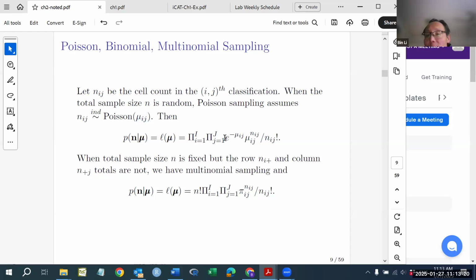So this is the Poisson distribution at the ith row, jth column. It's the exponential of negative mu ij times mu ij to the power of nij, which is what we observe, the number of frequencies, divided by nij factorial. But what are these products? These are products over all the rows and all the columns. So we have I rows and J columns, so that is the product over all the I times J numbers.